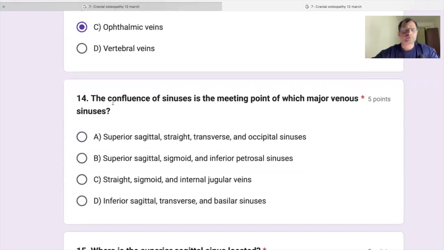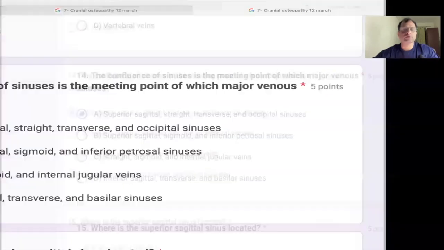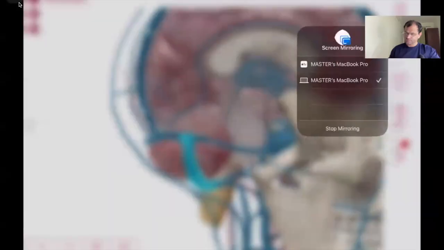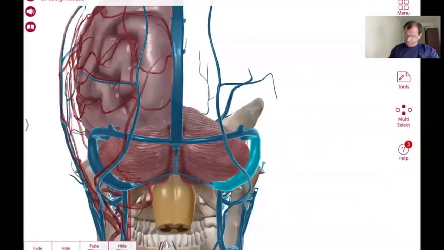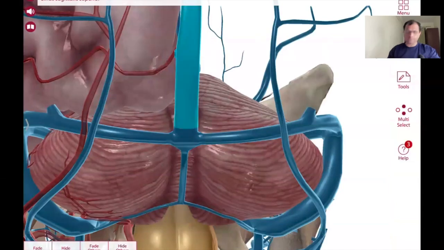Question number 14. The confluence of sinuses is the meeting point of which major venous sinuses? A, superior sagittal, cavernous, sigmoid, and inferior petrosal. B, transverse and occipital. So I will show you one image. Let's see this image. So this is the confluence of sinuses. See, this is the coming superior sagittal sinus.